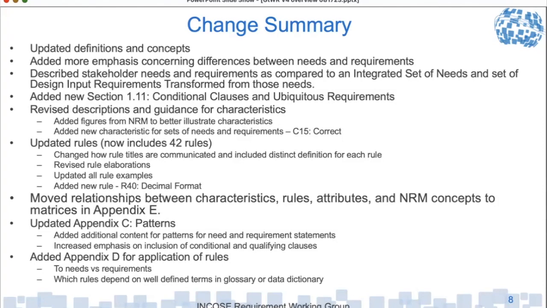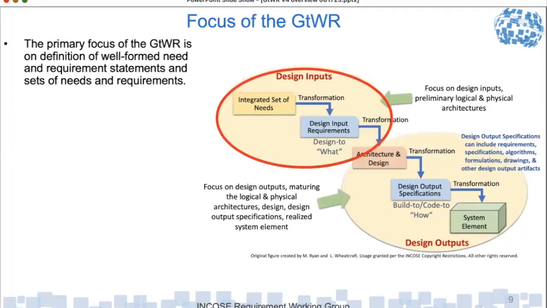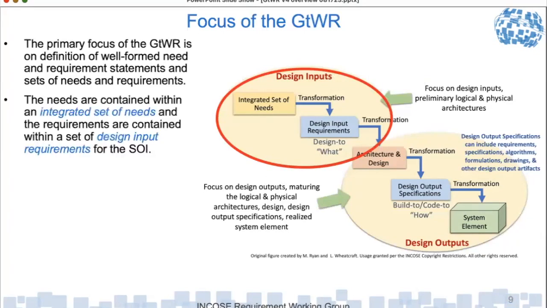We use the same terminology, so to reduce ambiguity and confusion. So that appendix has a column that shows which rules depend upon well-defined terms. And the focus of the guide to writing requirements is really the crafting of the need and requirement statements. And so we talked about the needs are contained within an integrated set of needs, and requirements are contained in a set of design input requirements.